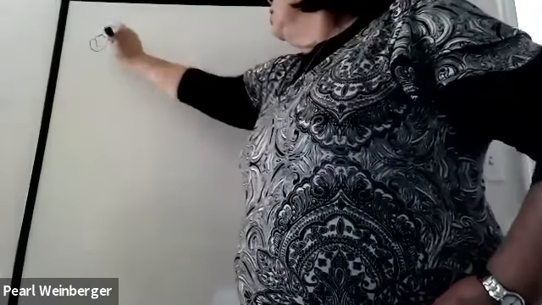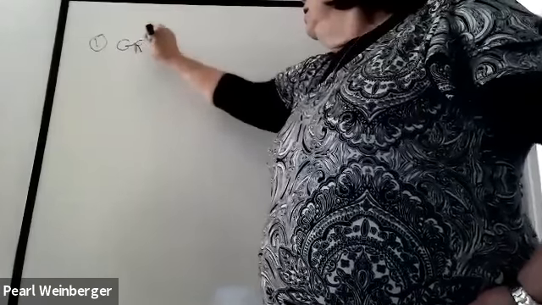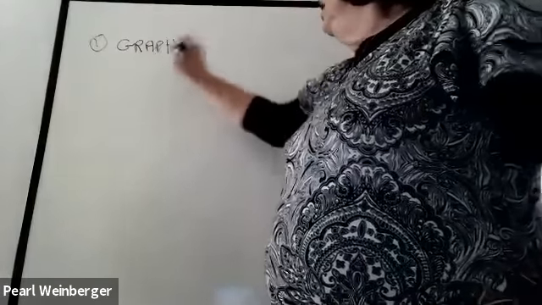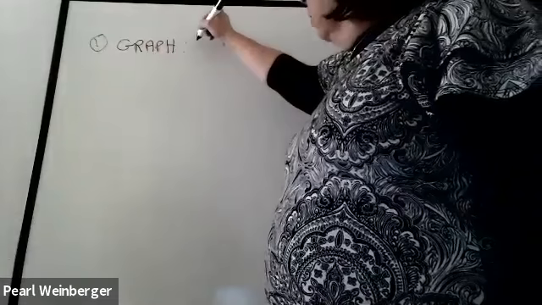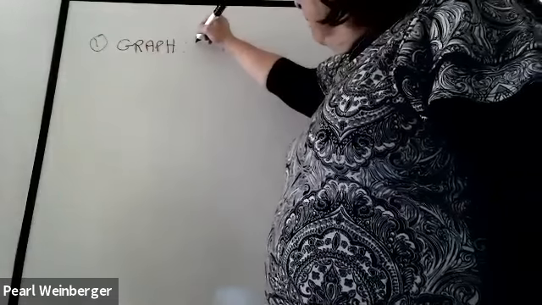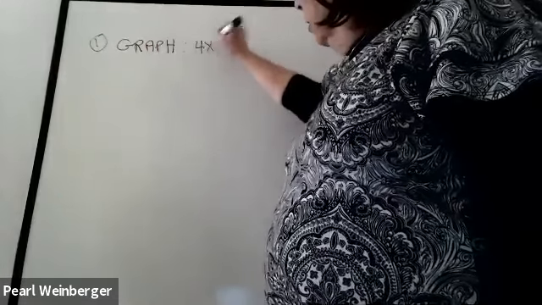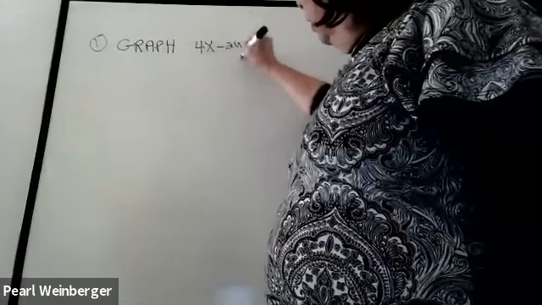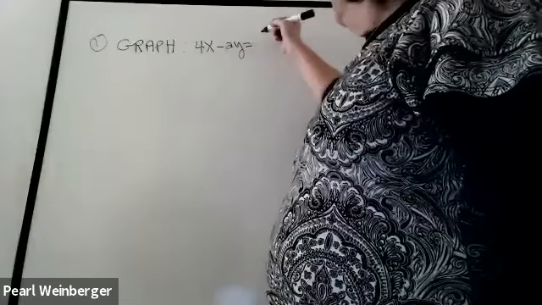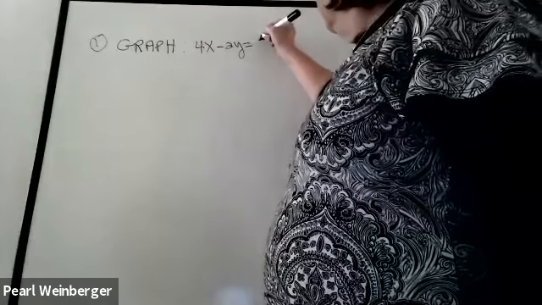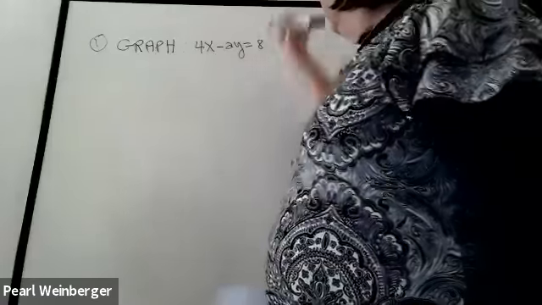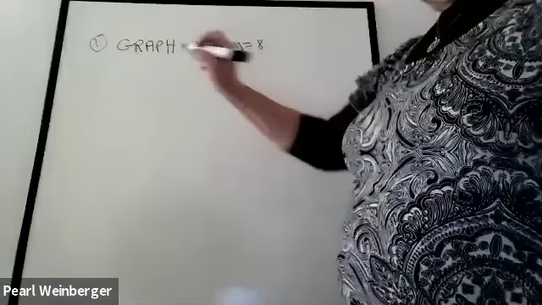So here are the 2 questions I want you to do. Number 1, I want you to graph the line whose equation is 4x minus 2y equals, let's make it, let's do that. That'll be your first question.